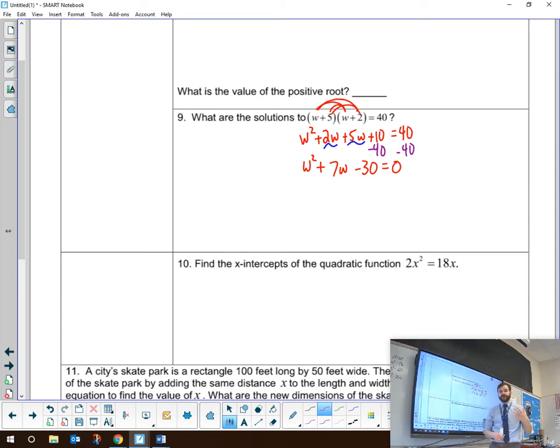Then we check and see, do I have a GCF? So we're going to look and see, do I have a GCF? No. There is no GCF between those three. So we have no GCF. Then we label. My A is going to be 1, my B is going to be 7, my C is going to be negative 30.